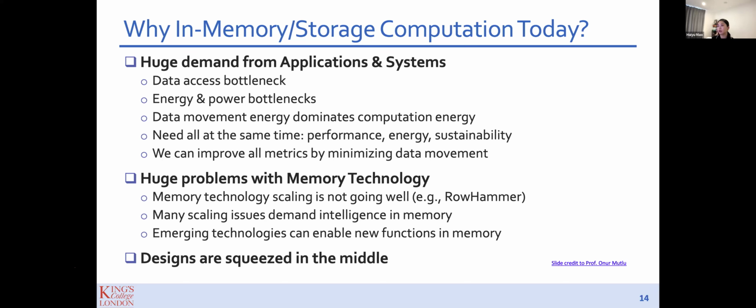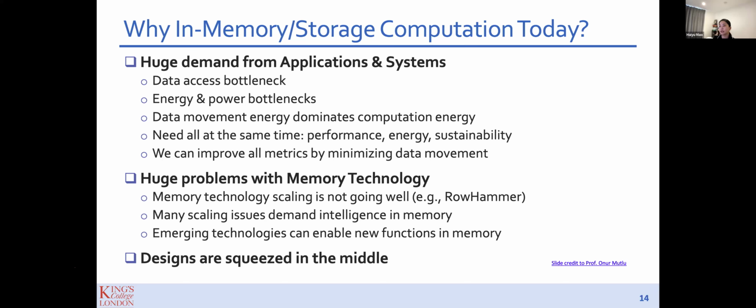And also we need all of them at the same time, meaning we need performance, energy efficiency, and sustainability, right? Usually when we build accelerators, we focus a lot on performance because performance is quite straightforward. But at the same time, energy is also very important, right? So we want to move data less and save energy. And at the same time, we can improve all of the metrics by minimizing data movement.